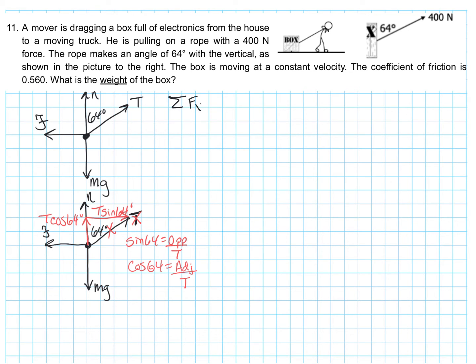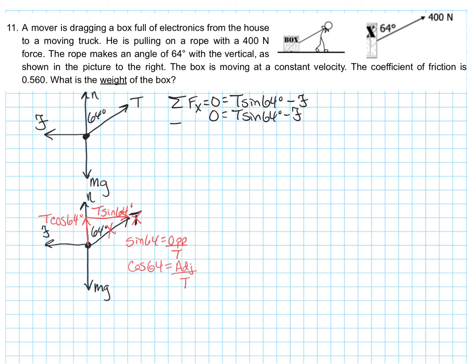Sum of the forces in the x direction equals, well, it's not changing speed in the x direction, so I'm going to make that equal to 0. And that's going to be, in this case, all the forces going in one direction minus the other forces going the other direction. So I'm going to choose all the forces going to the right minus all the forces going to the left. So that's going to be T sine 64 degrees minus a cursive F, which is my symbol for friction. That gives me the equation 0 is equal to T sine 64 degrees minus friction.